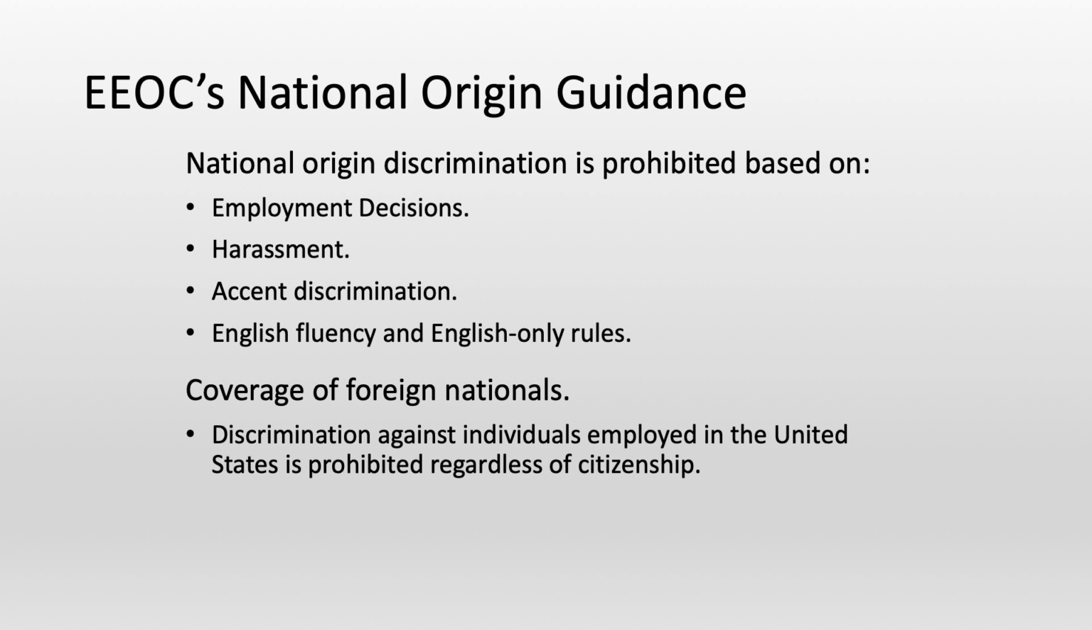The EEOC has national origin guidance for how we consider and think about handling discrimination based on national origin. And typically it's considered prohibited based on employment decisions. We can't harass people because of their national origin. We cannot discriminate against people because of an accent or because they are not fluent in English. English fluency and English only rules are also a form of discrimination, in that English only rules require people to not speak to each other in their common and comfortable language. So if somebody else understands them in Spanish, why can't they speak Spanish to be able to communicate clearly? Doesn't mean that they shouldn't learn English.